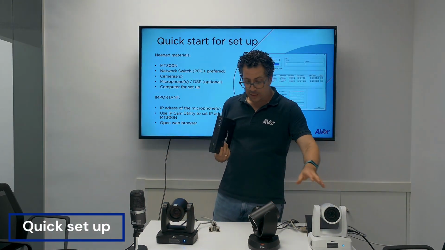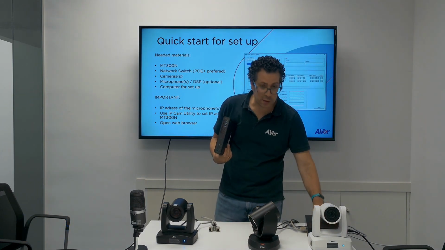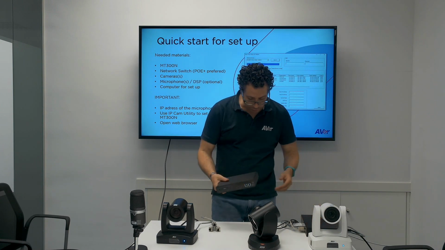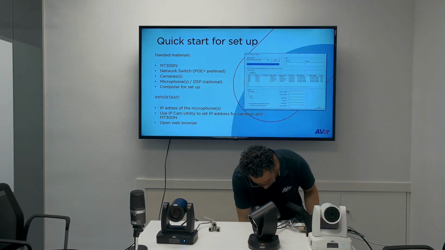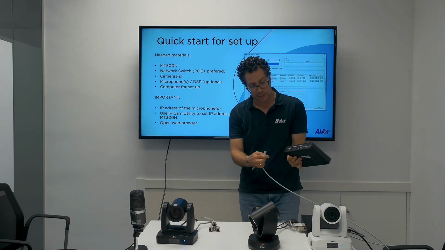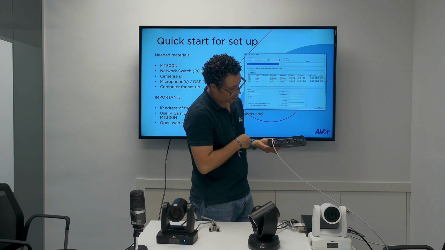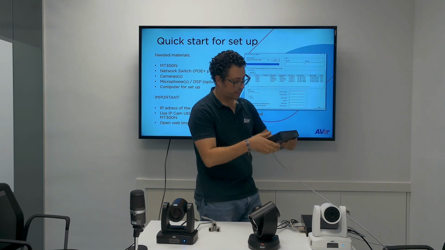Here I have connected 3 cameras. I am powering the cameras using PoE, this switch that we have here, and I'm going to power the tracking box using also a PoE switch. So I just connect the network port to the top port.